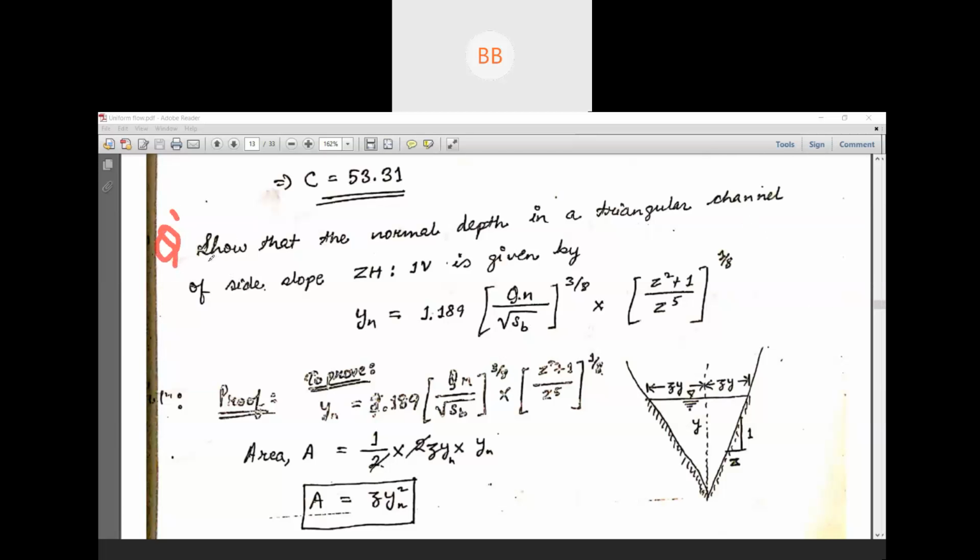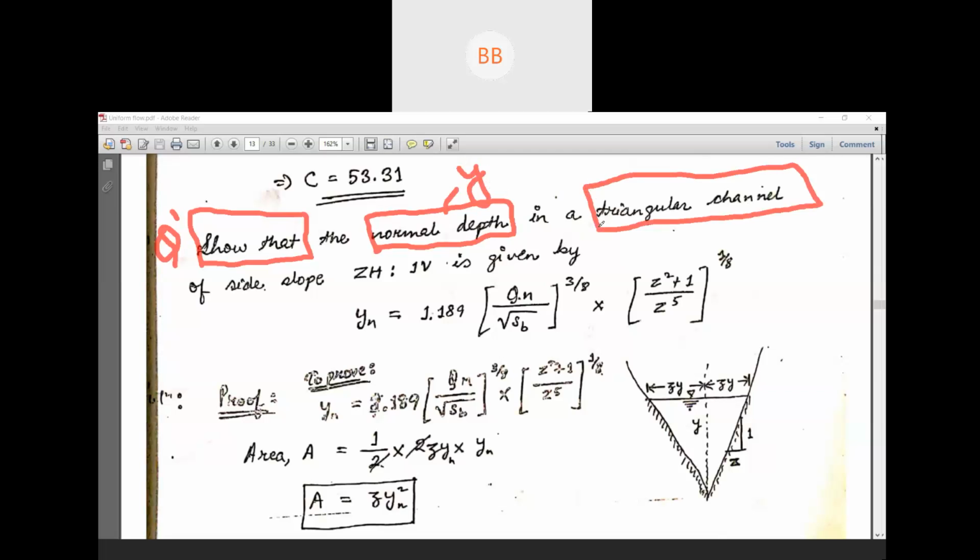So here we have to show that, or you can say we have to prove. So what is given? We need to prove the normal depth, yn, in a triangular channel. It is given as a triangular channel, side slope is given, z horizontal to 1 vertical, and this is the expression.